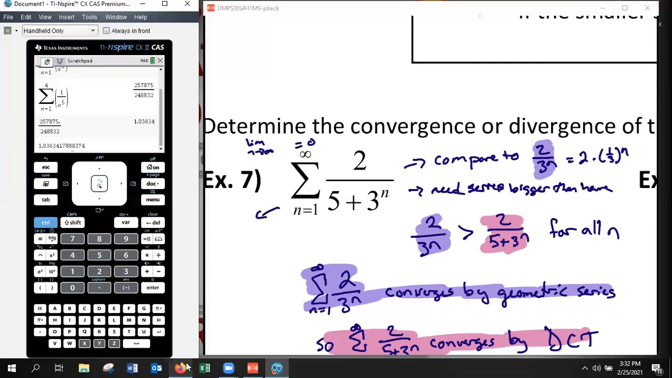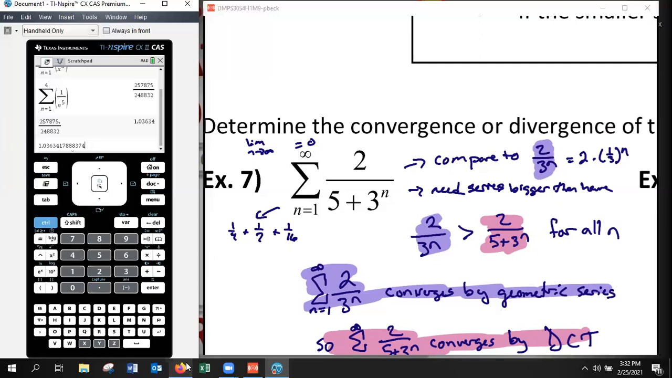So for this series, if I plug in n equals 1, I will get 2 over 5 plus 3, which is 1/4. If I plug in 2, I have 2 over 5 plus 9, which is 1/14. If I plug in 3, I get 2 over 5 plus 27, which is 1/16. So that's what I have.